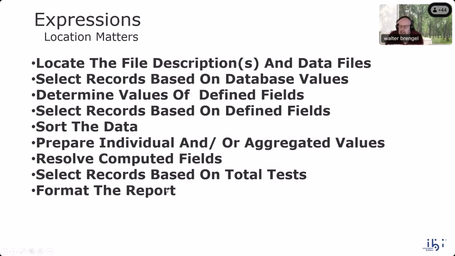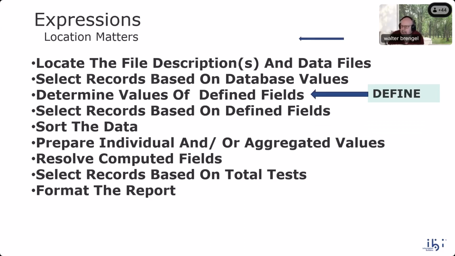But basically, when you run a request, we're going to find the files that you're reporting from. We need the descriptions and the data. We're going to select records based on the database values. We're going to then determine the values of the defined fields. And then we're going to determine if we're keeping the record based on the where conditions on the defined fields. Then we sort the data. We prepare individual and or aggregated values. We resolve any computed fields. And then we select records based on the total tests. So if you have any where total or if total, that happens at the very end before we do the formatting of the report. Formatting is done last.